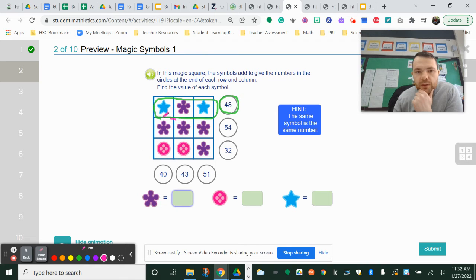Let's use a different color. I would suggest a good starting strategy is to pick a row or column where the symbol is the same 3 times. So if I take the flower symbol here as an example, I can see that when I add that flower 3 times, it gives me 54. So the calculation I can do here to find out what one of those flowers is representing is I can divide 54 by 3. Okay? And if I know my divisibility rules for 3, I know that when I add 5 and 4, it gives me 9, which is divisible by 3.